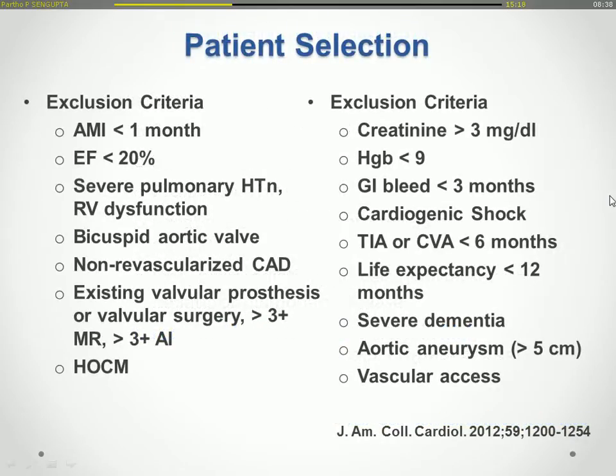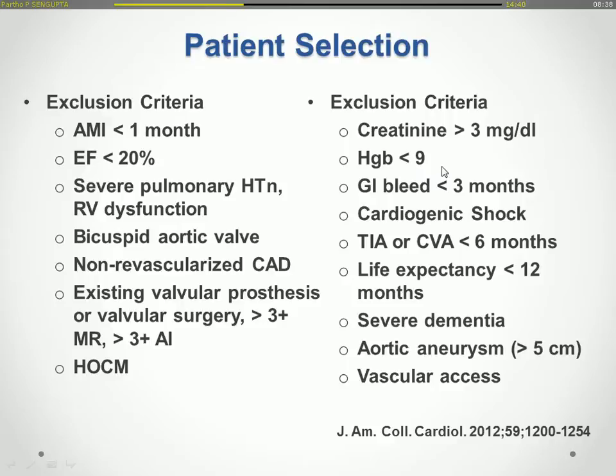There are certain specific exclusion criteria we have to really keep into consideration. For example, we do not have any available data that shows that patients benefit if they have either acute coronary insufficiency going on or really poor LV systolic dysfunction, severe pulmonary hypertension. Bicuspid aortic valve could be a problem because of the anatomical consideration and the bicuspid aortic aortopathy. If the patient has non-revascularized coronary artery disease, presence of excessive associated valvular lesion, or presence of HOCM.